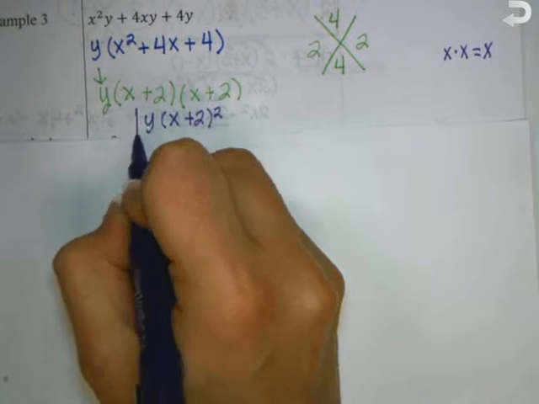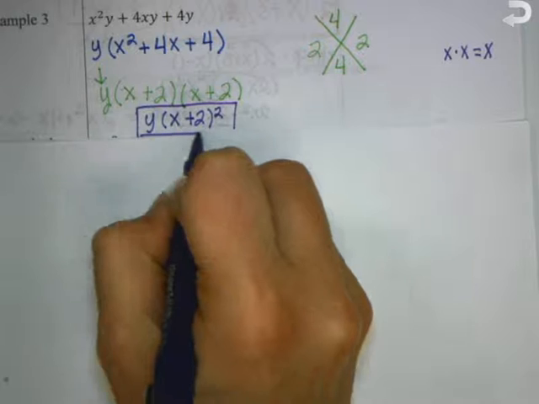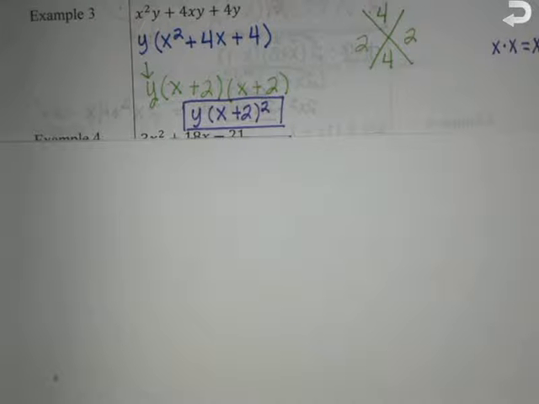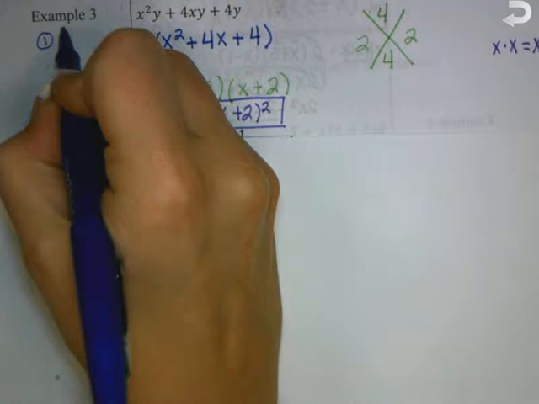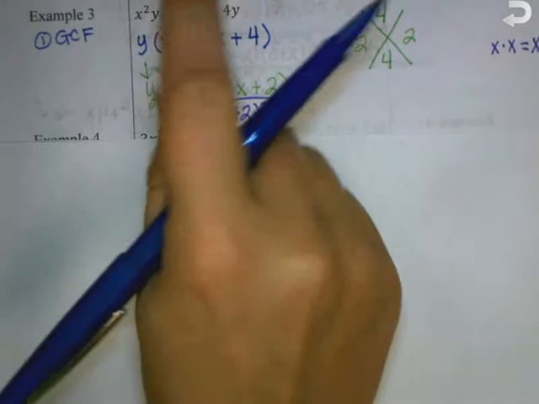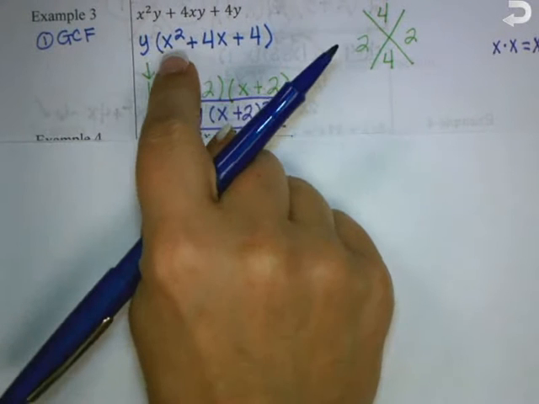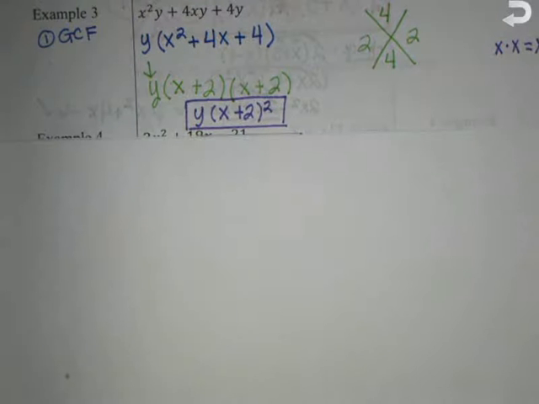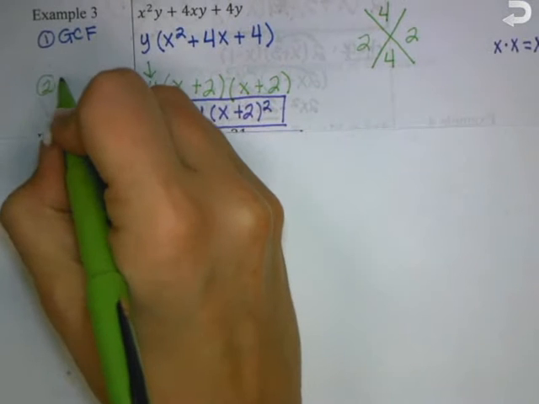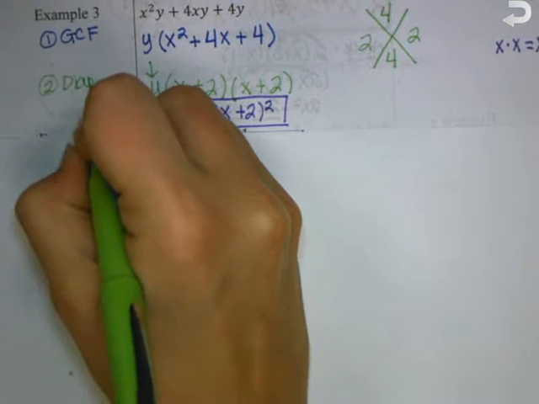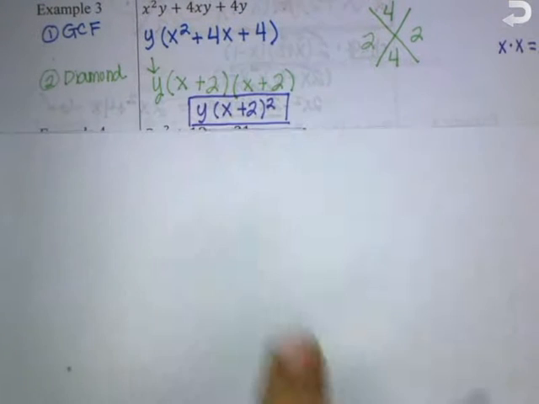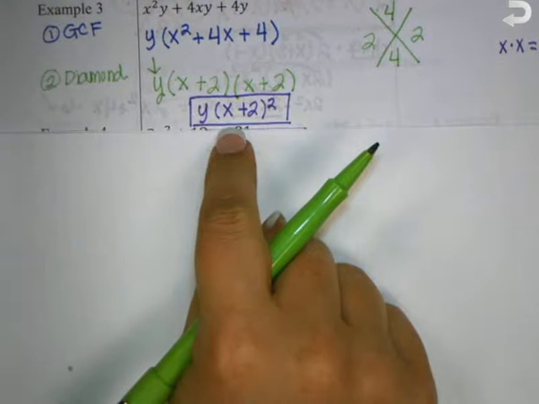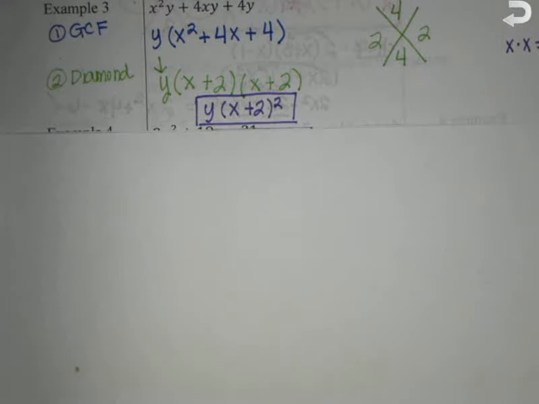Okay, so what was the first step that I did here? Good, GCF. So we found a GCF first. Our GCF was y. We pulled it out and we were left with x squared plus 4x plus 4. And what method did I use after that? Good, diamond. So in my second step, I used diamond method. Okay, does anybody remember what the purple one was called? Perfect square trinomial.